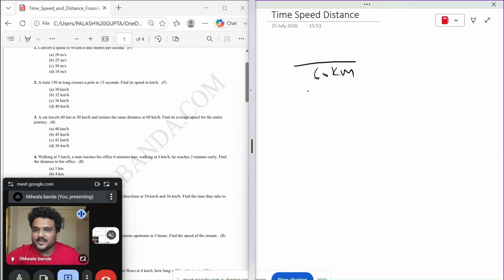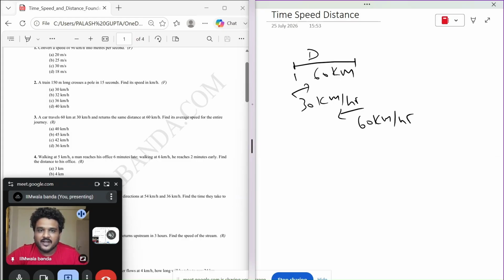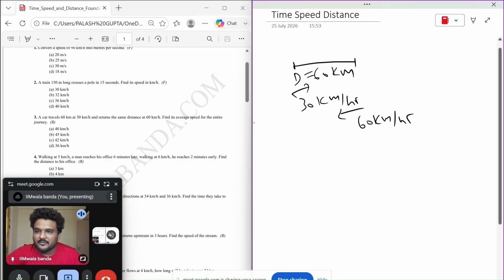So 60 kilometers at 30 kilometer per hour. Again, my mind is saying kilometers are aligned, so no conversion yet. And returns the same distance at 60 kilometers per hour. Okay. So it is going first and then it is coming back. And I will always write D here so that I know D is 60 kilometers. Find its average speed for the entire journey.